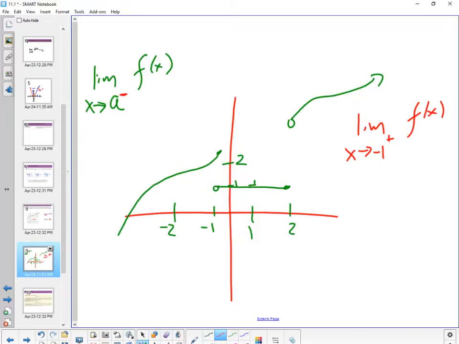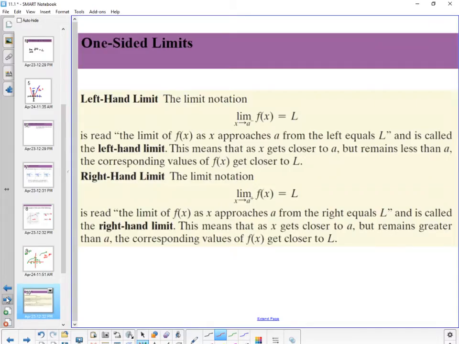I could care about the left side. I can care about the right side. And that's what your left side limit is, a negative. Your right side is a positive. You guys see that okay?